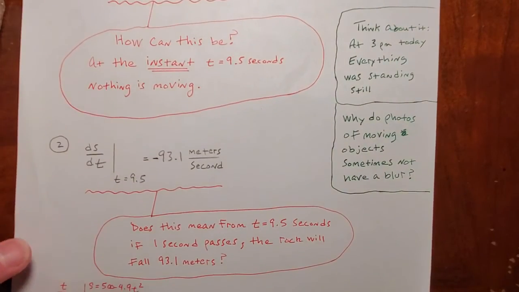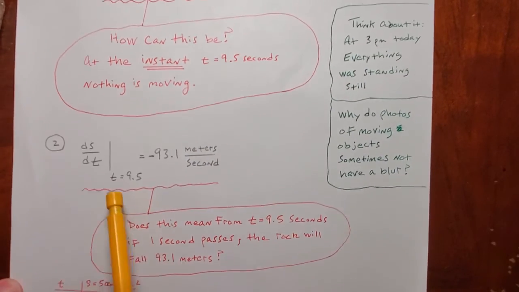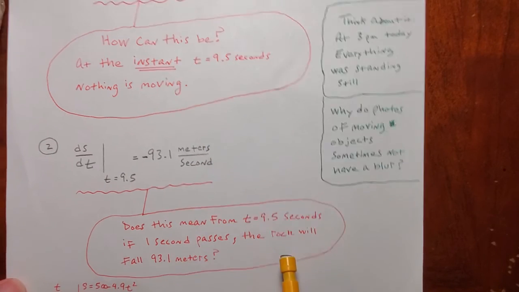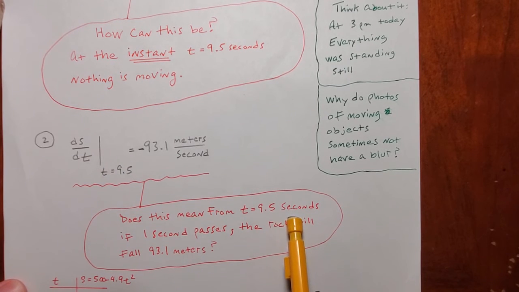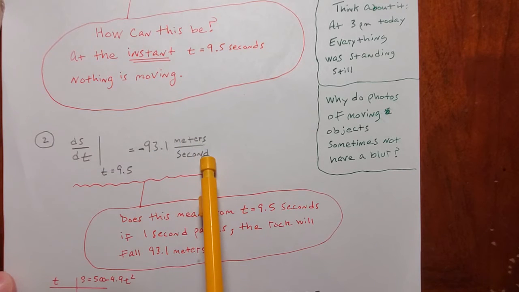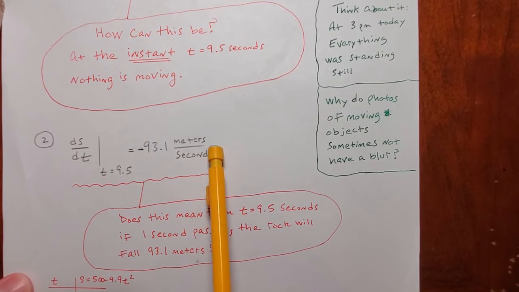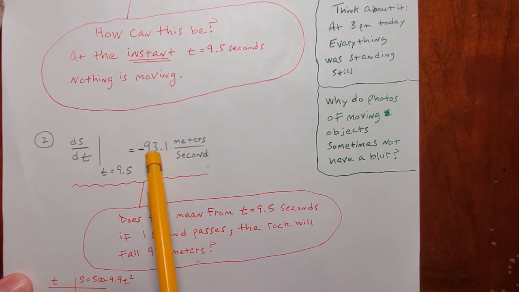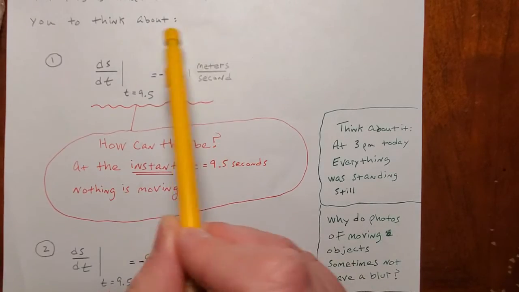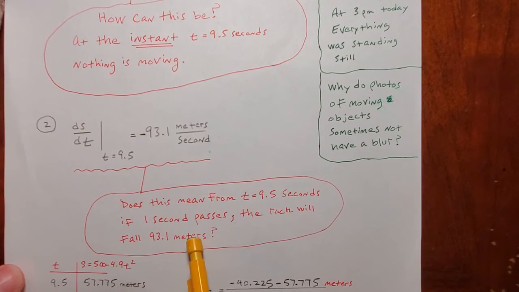All right, so next thing is this right here. Does this mean that at, say, t is 9.5 seconds, if 1 second passes, the rock will fall 93.1 meters? Because 93.1 meters per second kind of sounds like if 1 second of time passes, then the rock falls 93.1 meters. Is that what it means? If the first reading is a little bit contradictory, maybe this is what it really means.